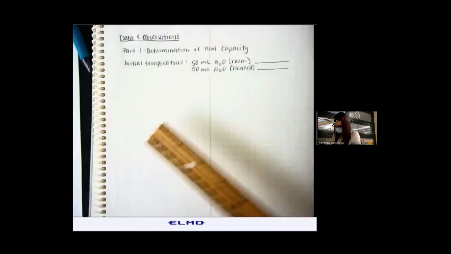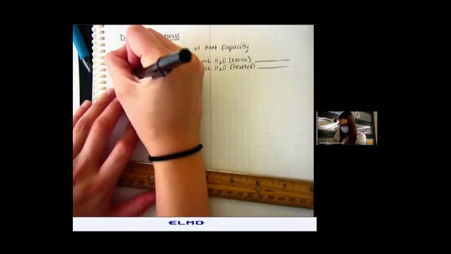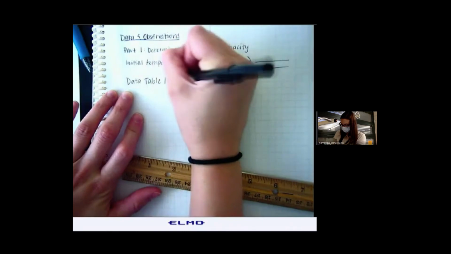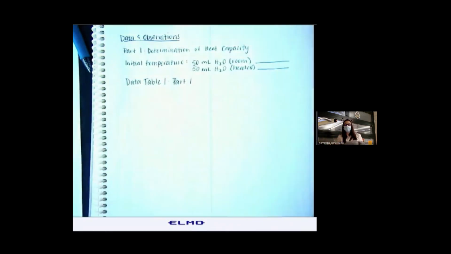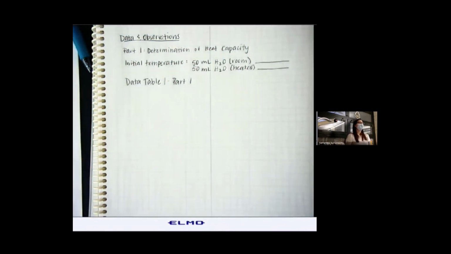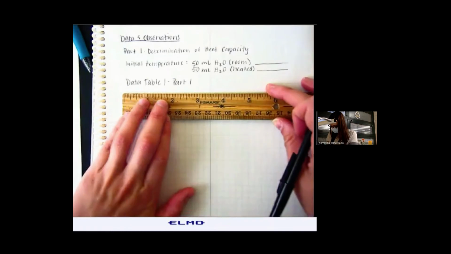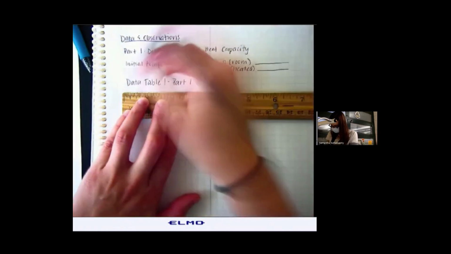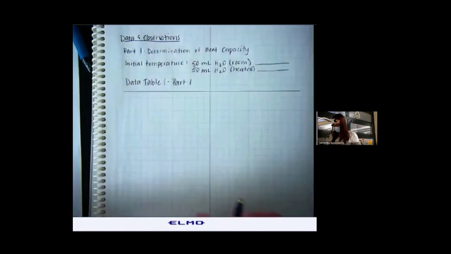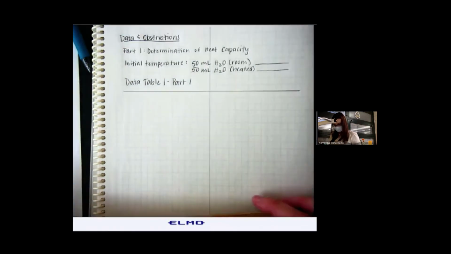Okay. So now I'm going to start by labeling this data table. So data table 1, part 1. Every single data table needs a number and a title. When I say number, I mean it needs to say data table 1 or data table 2, and then you give it a title as well. So I'm going to use a ruler because I can't draw lines very straight. I'm probably making my data table way bigger than it needs to be, but it's okay.